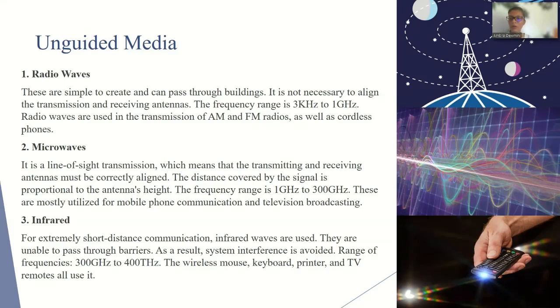Infrared. For extremely short distance communication, infrared waves are used. They are unable to pass through barriers. As a result, long distance interference is avoided. Range of frequencies 300 GHz to 400 GHz. The wireless mouse, keyboard, printer, and TV remotes are examples of it.